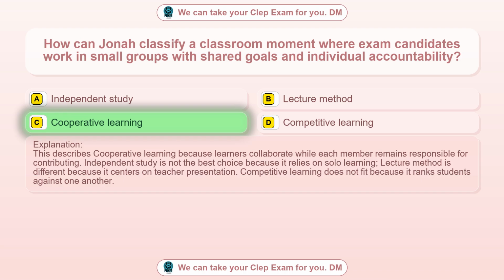This describes cooperative learning because learners collaborate while each member remains responsible for contributing. Independent study is not the best choice because it relies on solo learning. Lecture method is different because it centers on teacher presentation. Competitive learning does not fit because it ranks students against one another.